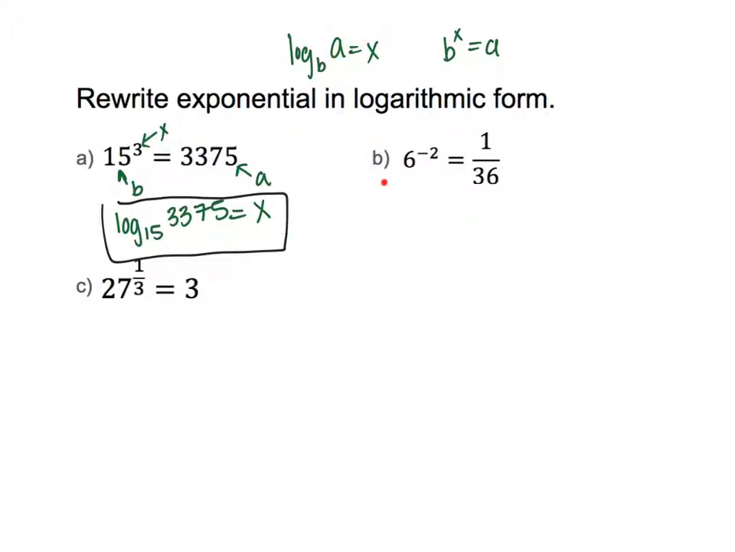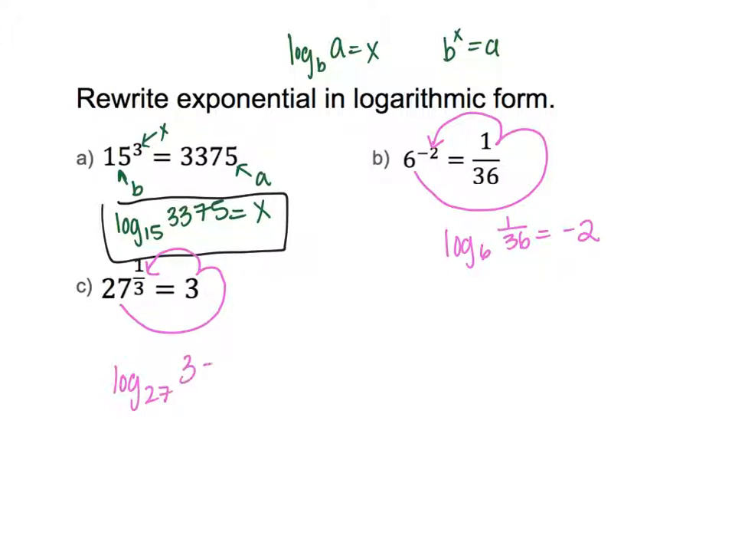Or you can try to use the heart trick. So what you would do is start with your base, just like you did before. You would swing it to your value and then your exponent. So this is the log base 6 of 1 over 36 equals negative 2. And you can rewrite it that way. So if I do that with C, just watch. I go from the base to the value to the exponent. So this would be log base 27 of 3 equals 1/3. And that's it.